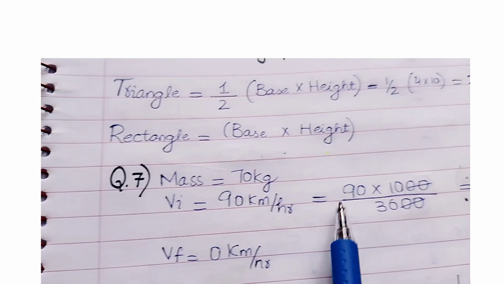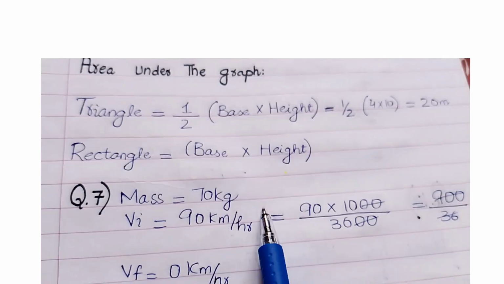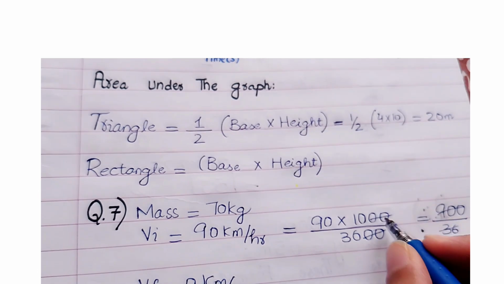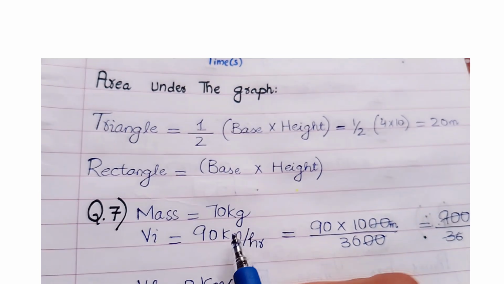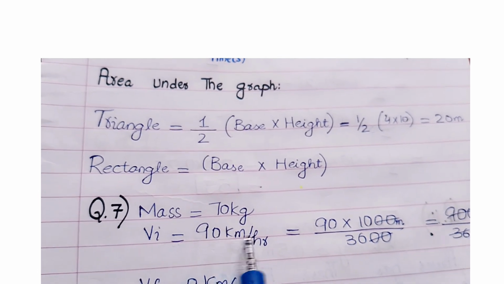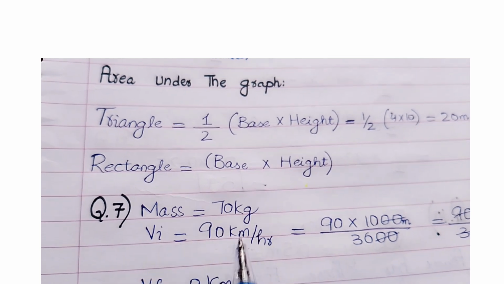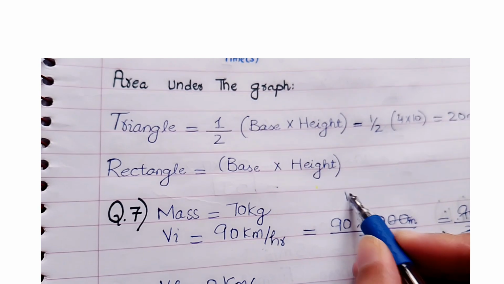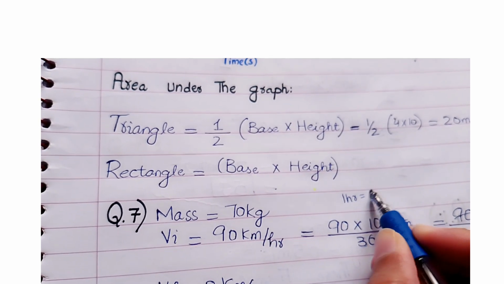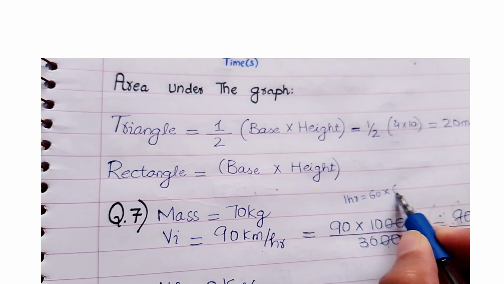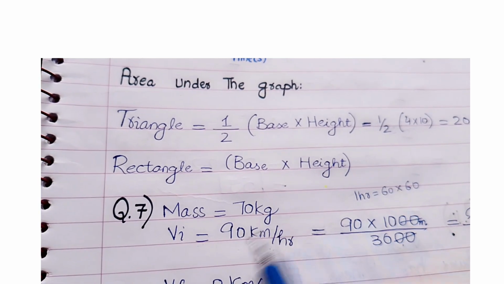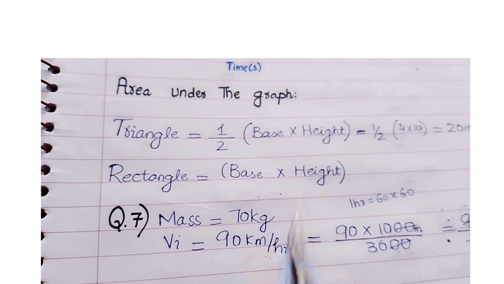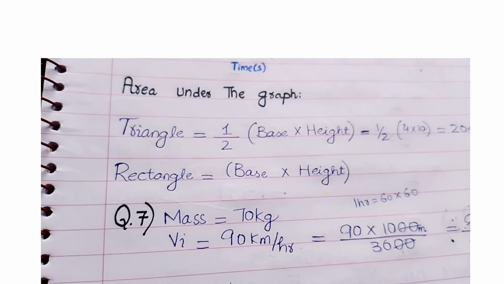Okay, in this case we are given mass, that is 70 kg, and initial velocity was 90 km per hour. We can convert these units into meter per second, as a kilometer is equal to 1000 meters. So we will multiply 90 by 1000, and per hour means we need to divide, so we will divide it by 3600, because 1 hour has 60 minutes, and each minute has 60 seconds. So whenever we need to convert 1 hour into seconds, there are 3600 seconds in 1 hour.